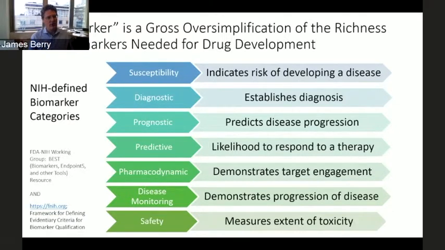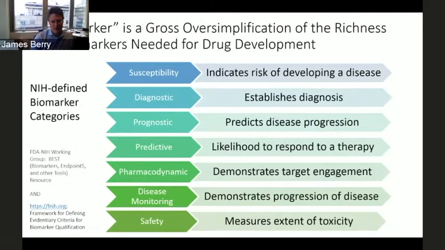To say biomarker is just a gross oversimplification of the richness of biomarkers that are needed for drug development. So in light of that, these groups have broken them down into further categories. Susceptibility biomarkers indicate a risk of developing a disease. Diagnostic biomarkers establish the diagnosis. The definitions get a little more complicated here. Prognostic biomarkers predict how the disease will progress, so they're making a prognosis for the disease. Predictive biomarkers talk about the likelihood to respond to a given therapy, and I'll give some examples of why that would be important or how we might use a predictive biomarker.